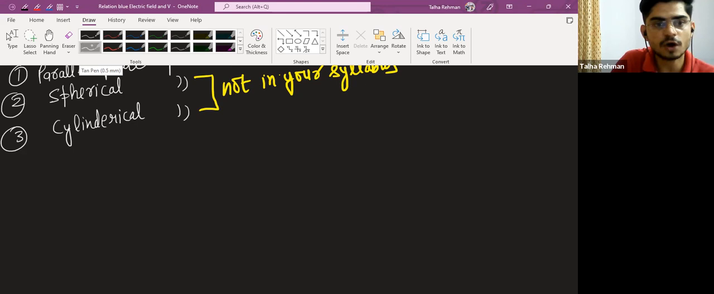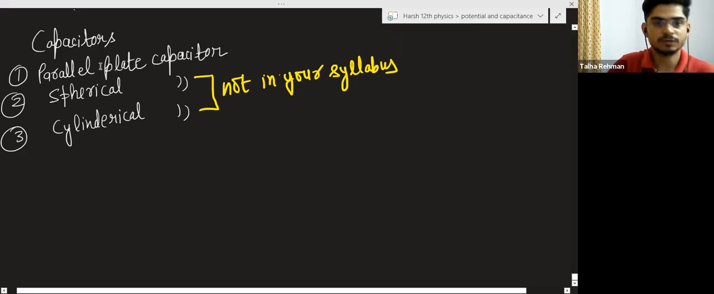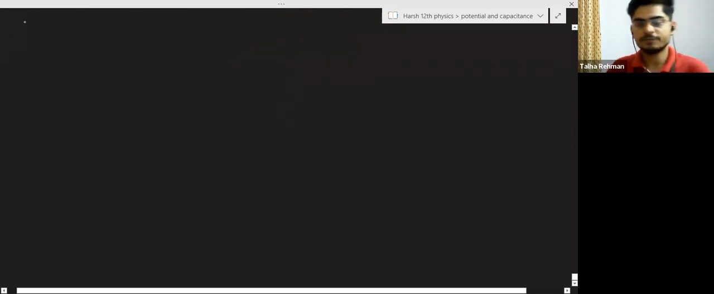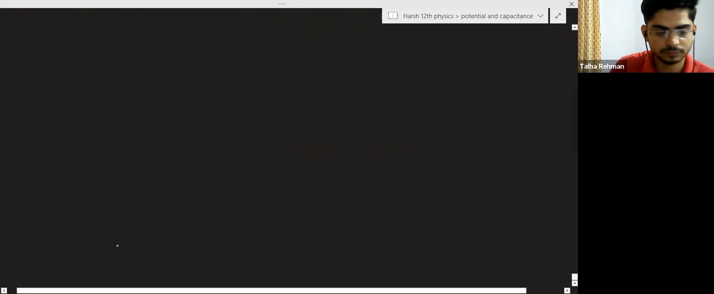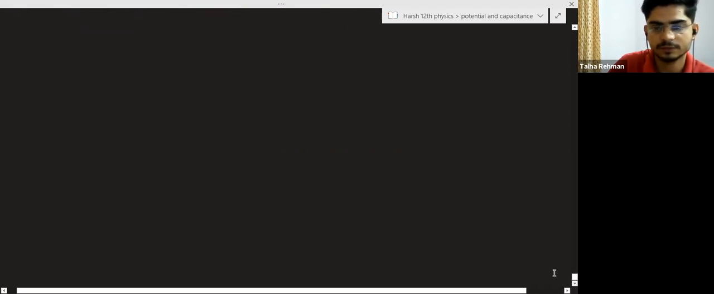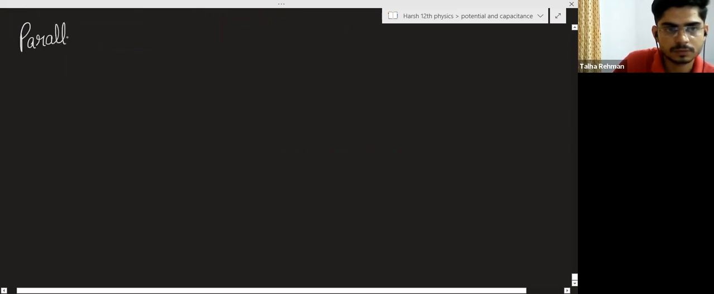So our main focus is on the parallel plate capacitor. We will do a number of things with the parallel plate capacitor. Now first I am writing the heading: parallel plate capacitor.